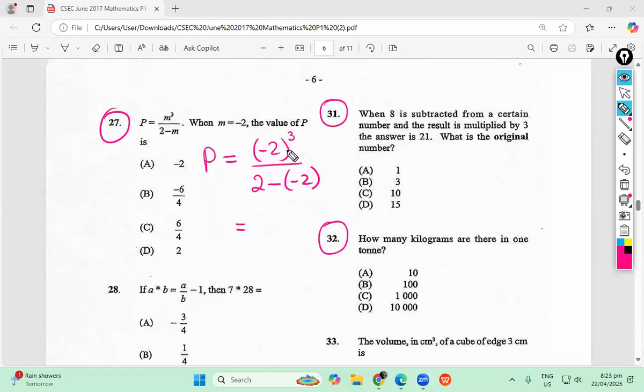-2 to the power 3 is actually -8, because this is really -2 multiplied by -2 multiplied by -2. That will give you -8. Two minus signs give you a positive. Three minus signs give you back a minus. And underneath, it looks like two minus signs would end up touching, right? So 2 plus 2 is 4. -8 divided by 4 is -2.